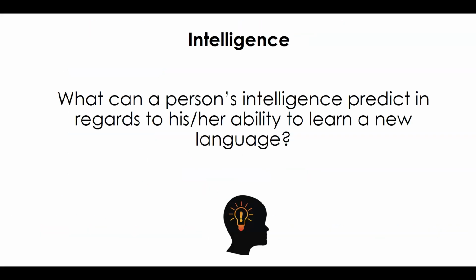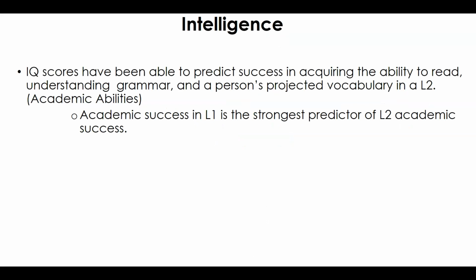So let's look first at intelligence. What can a person's intelligence predict in regards to his or her ability to learn a new language? Think about that question for a minute. What can your intelligence actually predict in regard to your ability to learn a new language? IQ scores have been able to predict success in acquiring the ability to read, understand grammar, and a person's projected vocabulary in a new language, or essentially their academic abilities. Academic success in their L1 is the strongest predictor of your success in L2.